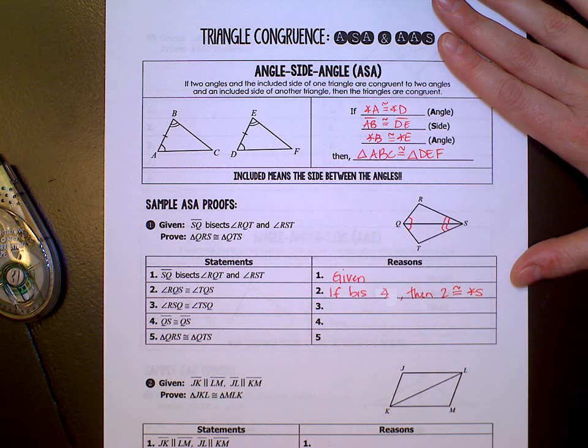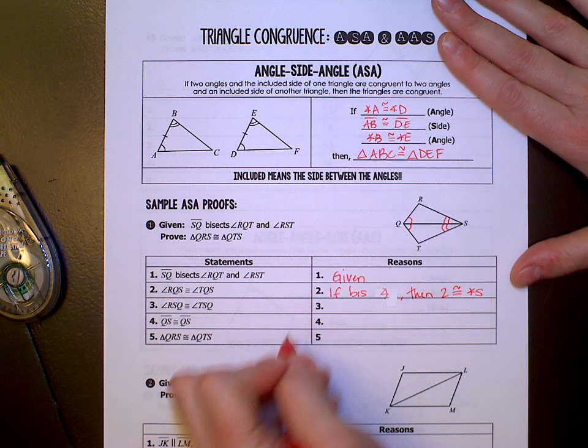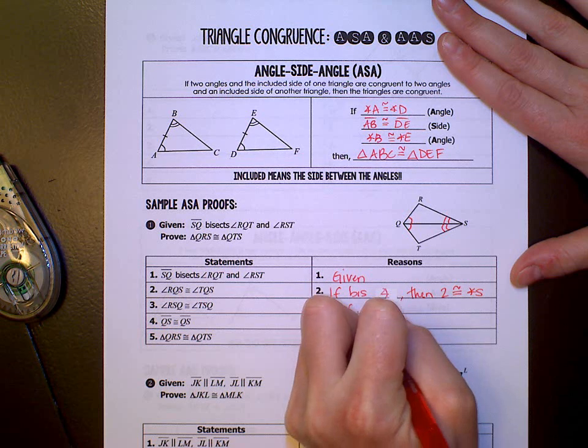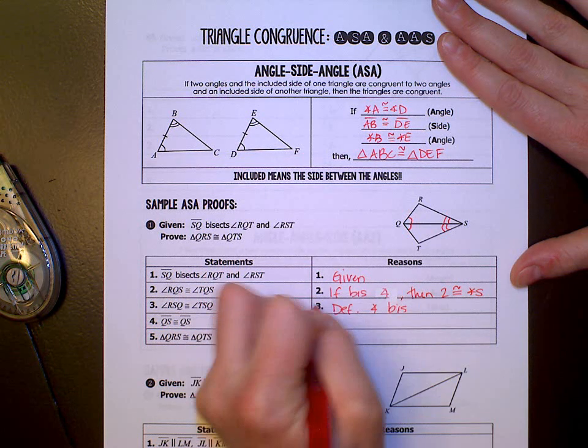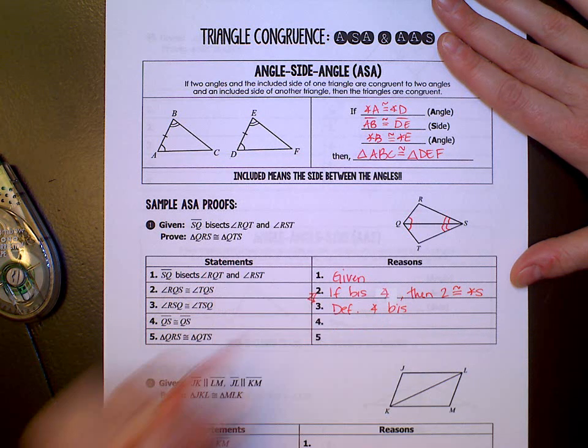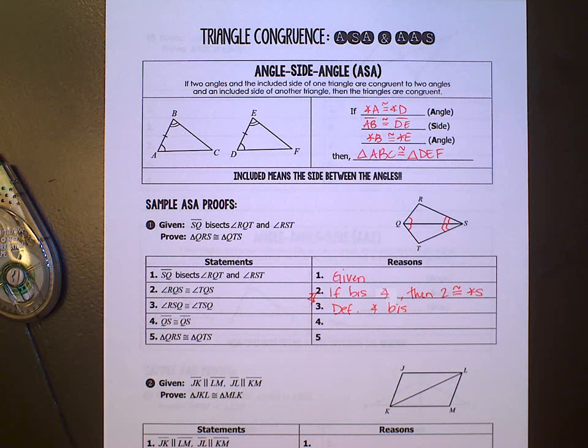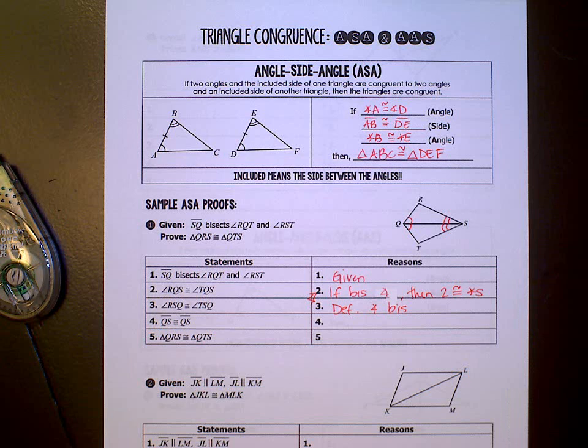Okay. That's if you're going to use the if-then statements. If you wanted to just say definition of an angle bisector, these two statements are equivalent. Either of them will work. You could use one and one. You could use both of the same. It doesn't matter to me, just so long as you can get your point across.